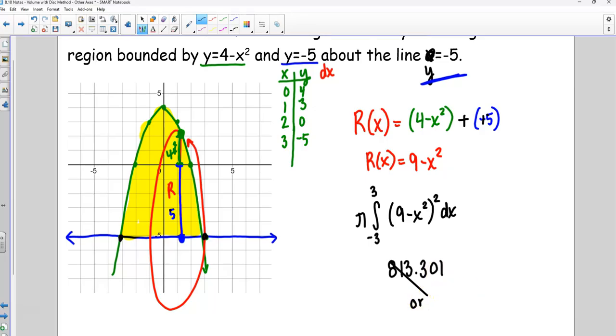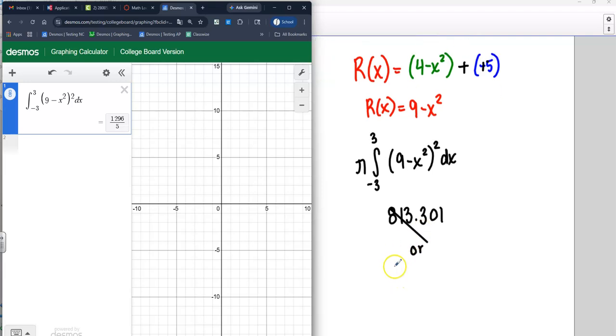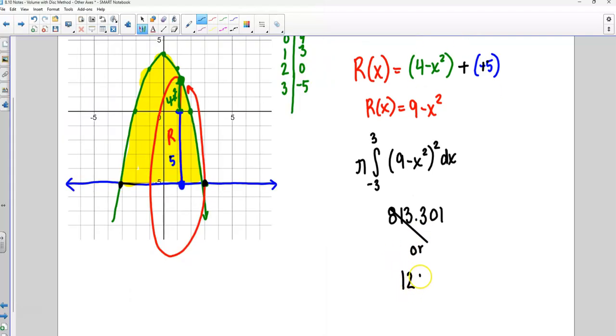Or what you can do, because on your homework tonight it's probably going to be exact values. It's probably not going to be the decimal whenever you're checking your answers. Take the pi off. I get 259 over 2, or 259.2, or I could even change it to a fraction, 1296 over 5. So what the back of the book is probably going to have is 1296 pi over 5.